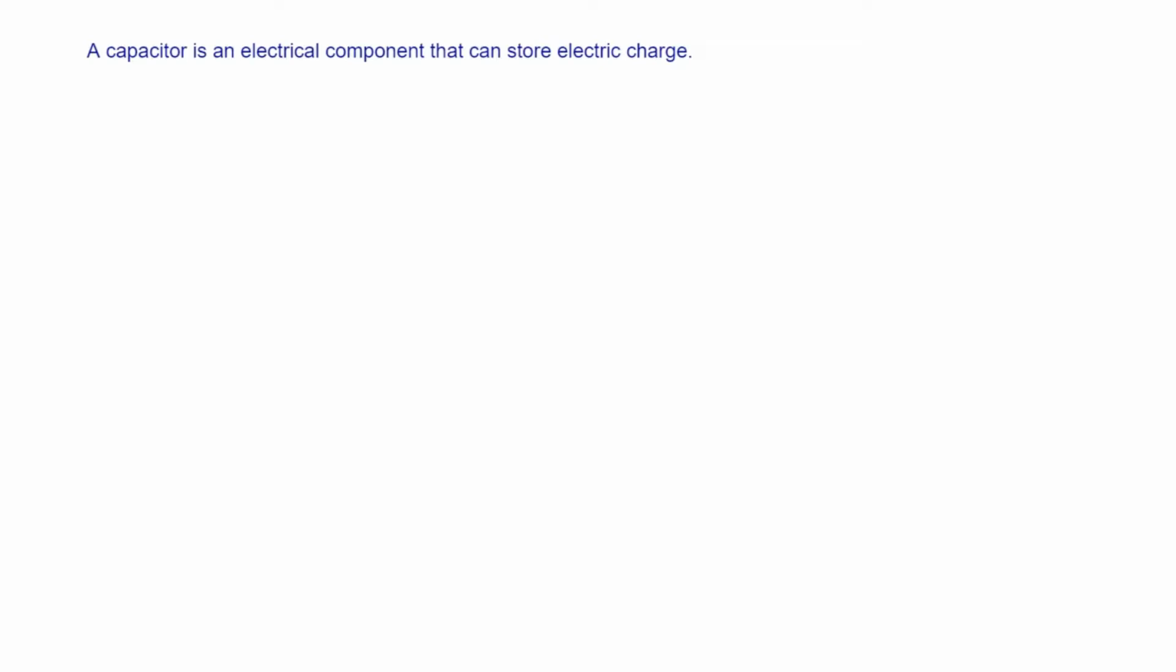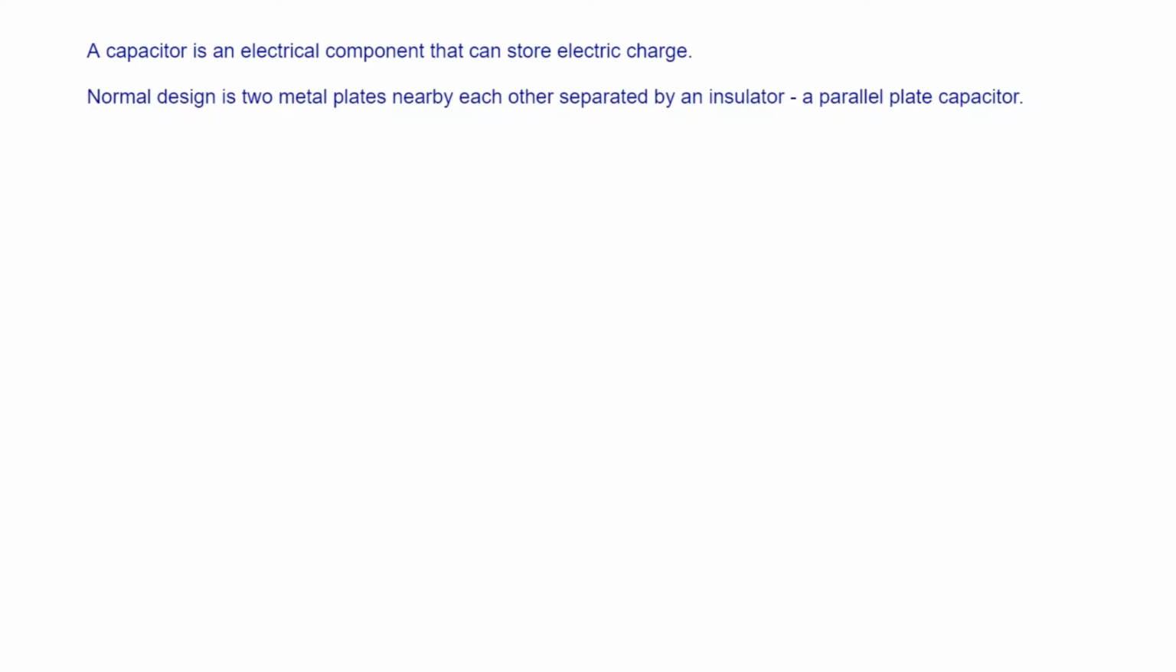Conductors are pretty good for doing this. You could do it to an insulator. We know that we can charge an insulator using friction and create an imbalance in charge. But with a conductor, because the charge can flow freely throughout the conductor, it's pretty easy to get electrons off or on. Well, the normal design of a capacitor, therefore, is two conducting plates, metal plates, nearby and separated by an insulator. And that's called a parallel plate capacitor.